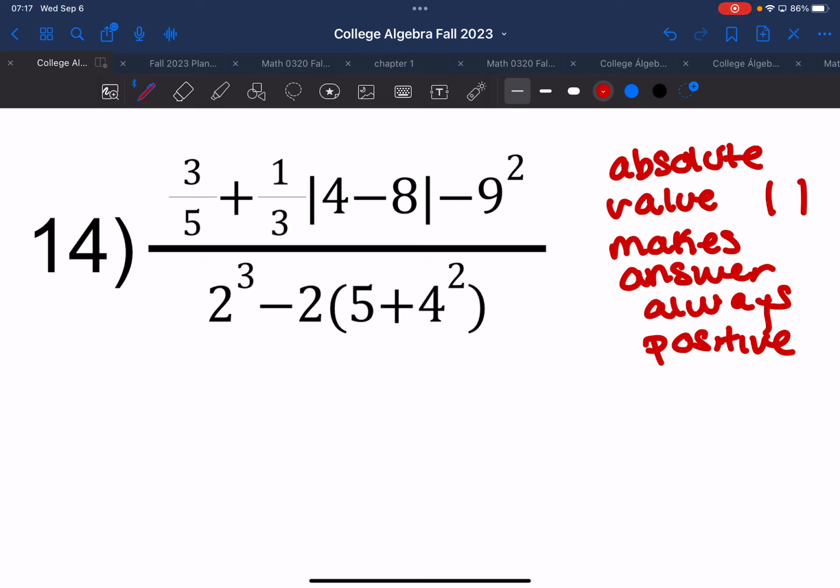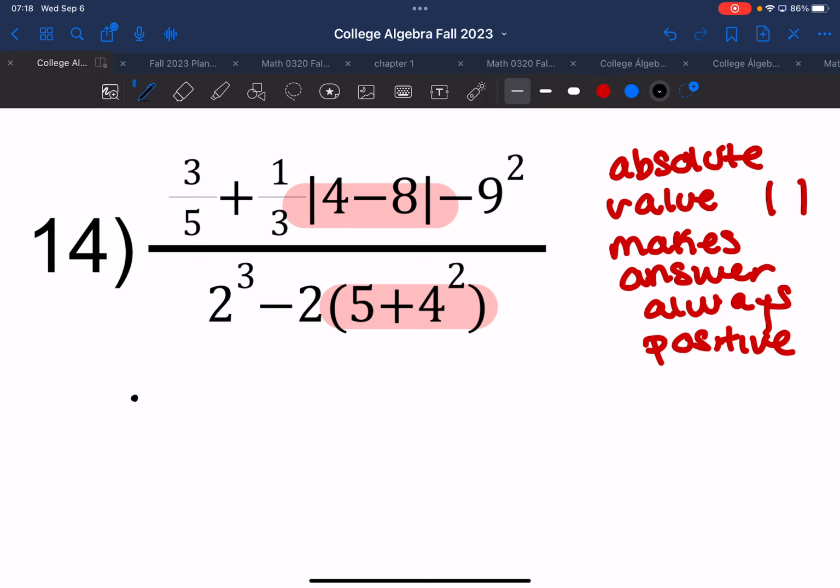Yes. When we're talking about PEMDAS, in what place would we simplify absolute value? With the parentheses. So when we see parentheses and we see absolute value, we're going to treat that as the same thing when we're talking about order of operations. So in the numerator, we're going to simplify this absolute value of 4 minus 8. And in the denominator, we're going to simplify that 5 plus 4 squared.